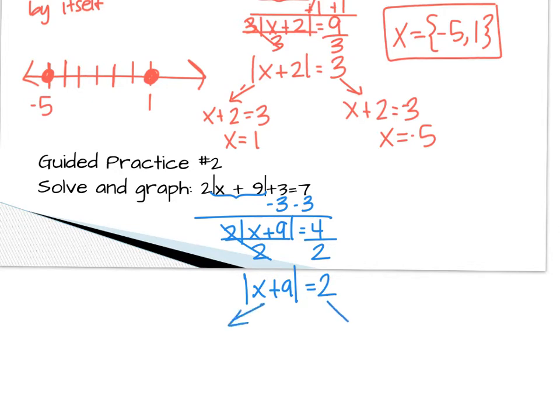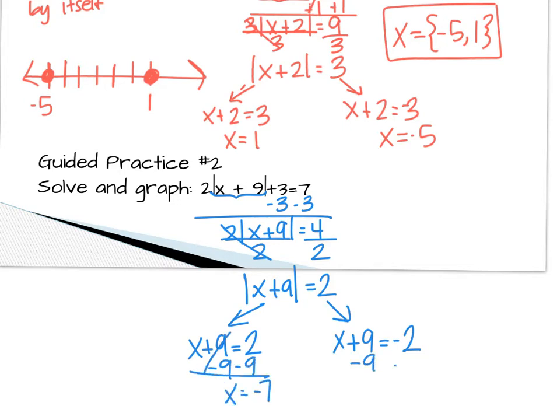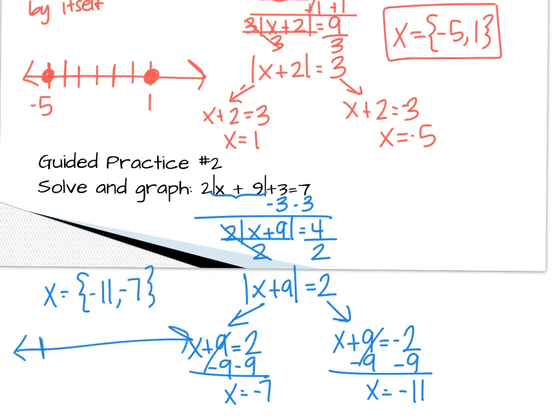Now we separate. X plus 9 equals positive 2. X plus 9 equals negative 2. Subtract 9 from both sides. You get negative 7. Subtract 9 from both sides. You get negative 11. Your solution set is going to be negative 11, negative 7, and if you graphed it, negative 10, negative 9, negative 8, negative 7. You would just put a point on negative 11 and a point on negative 7.